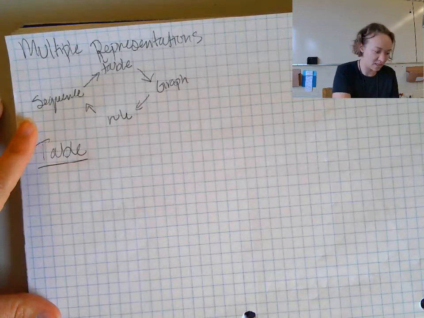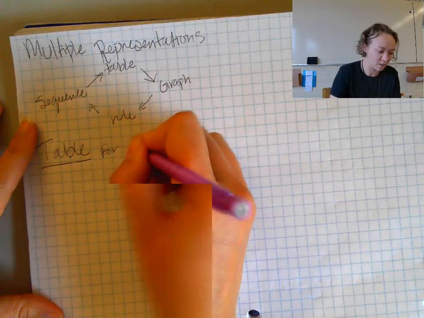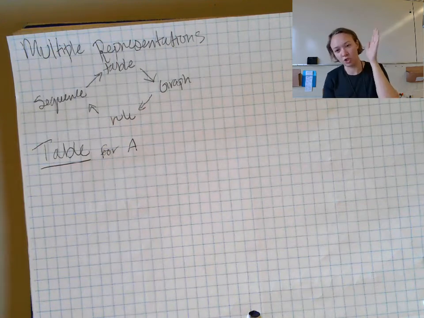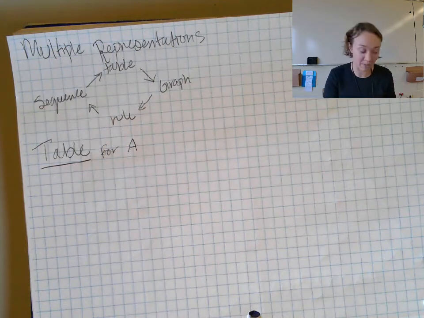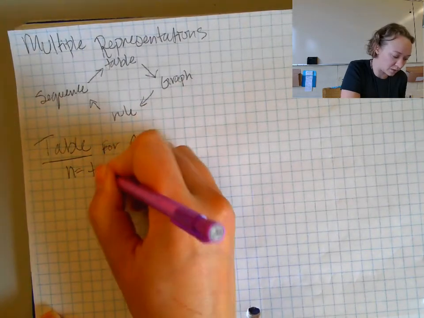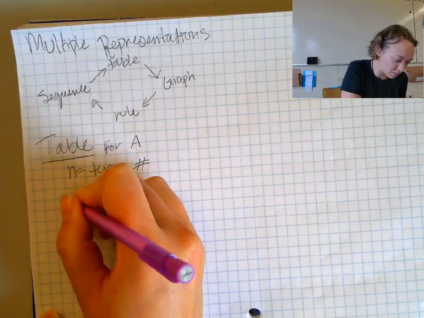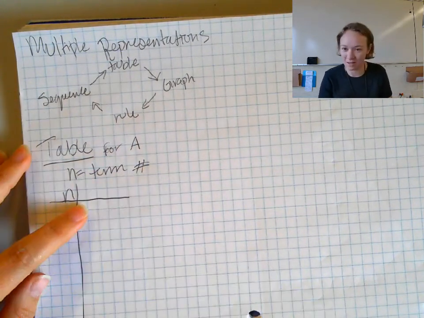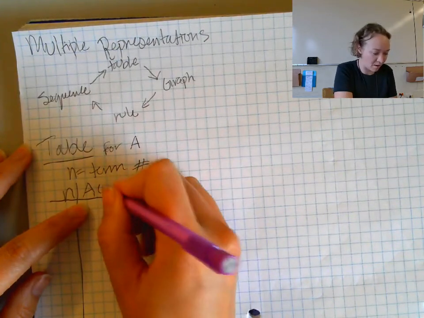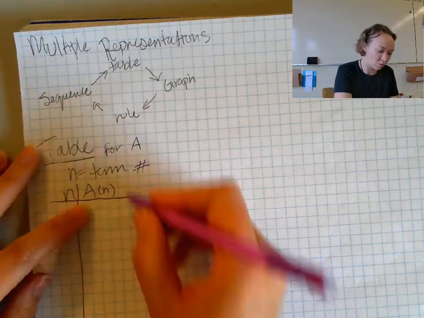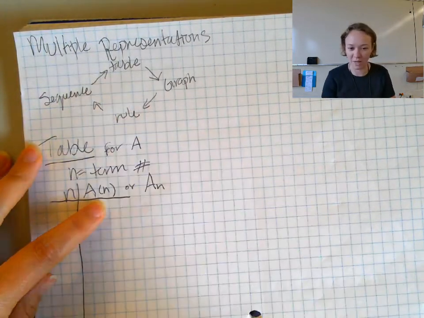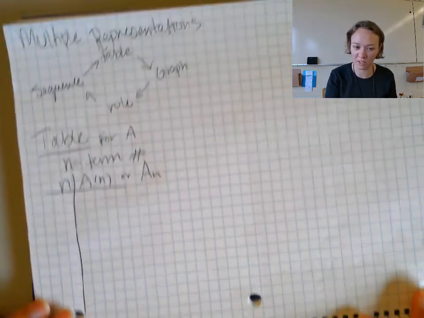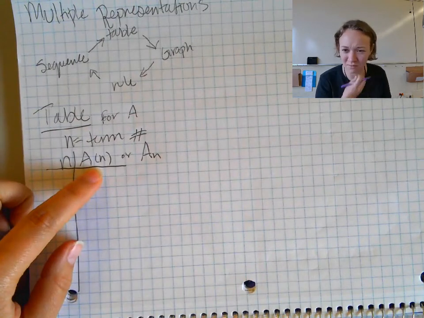All right, so let's make a table for sequence A. In our table, we're going to include all the numbers in the sequence, and we're going to include which term number they are. So we're going to call the term number n. So n is going to equal the term number. And then I can either say a of n, or I could say a sub n, with a tiny little n. They are exactly the same way of showing this. I'm going to stick with function notation because we've used that a lot.